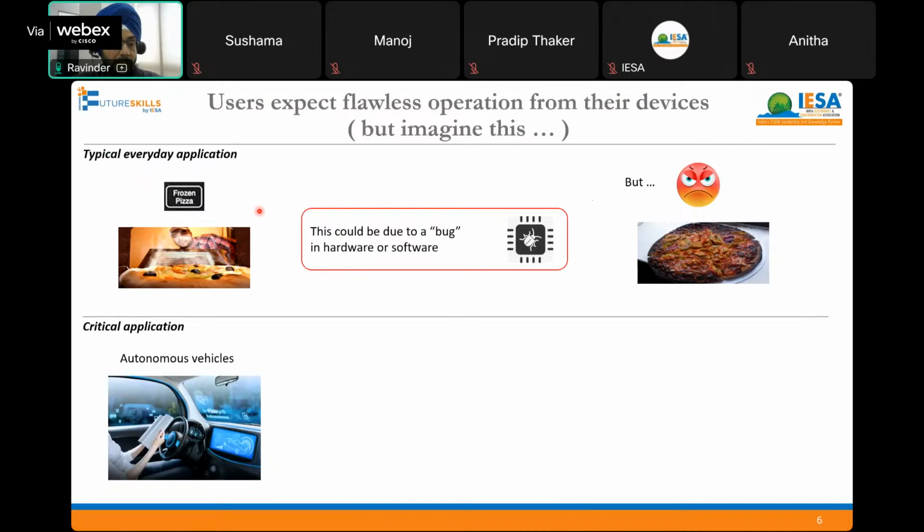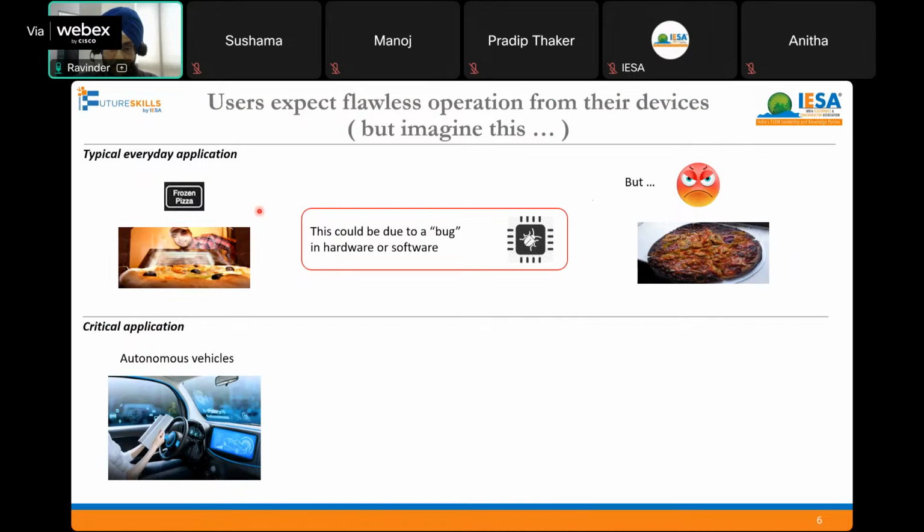Now, consider a critical application. Let's discuss a futuristic application, which could be autonomous vehicles. We know that in a few years from now, we will have vehicles which would be completely autonomous, which means, as the picture shows, the passenger is reading a book and the vehicle is driving itself. So the vehicle is completely controlled by electronics. Millions of lines of code, hundreds of ICs controlling the entire operation of autonomous vehicles.